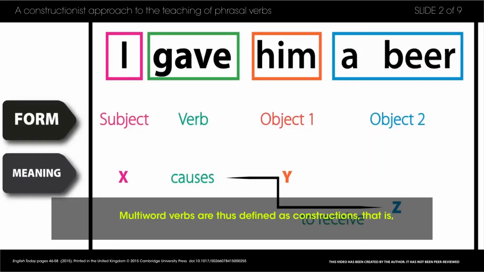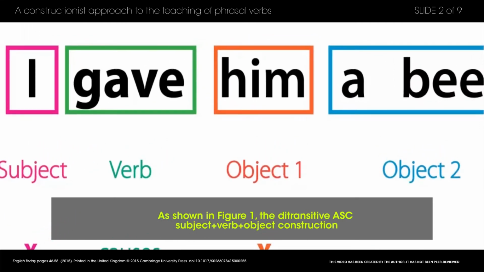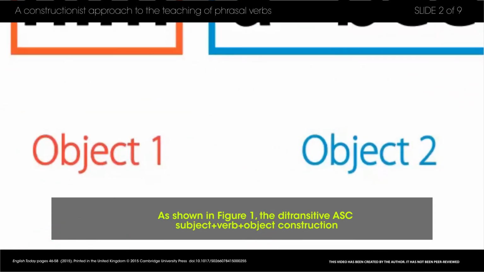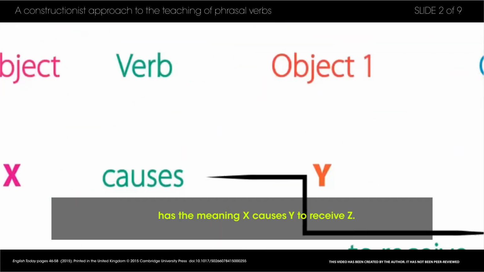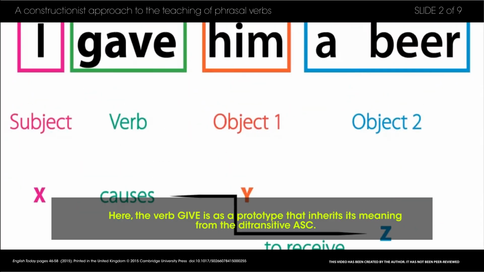Multiword verbs are thus defined as constructions, that is, pairings of form and function that fuse the combined meaning of the verb particle with the meaning of an ASC. As shown in Figure 1, the transitive ASC subject-verb-object construction has the meaning X causes Y to receive Z. Here, the verb give is a prototype that inherits its meaning from the transitive ASC.